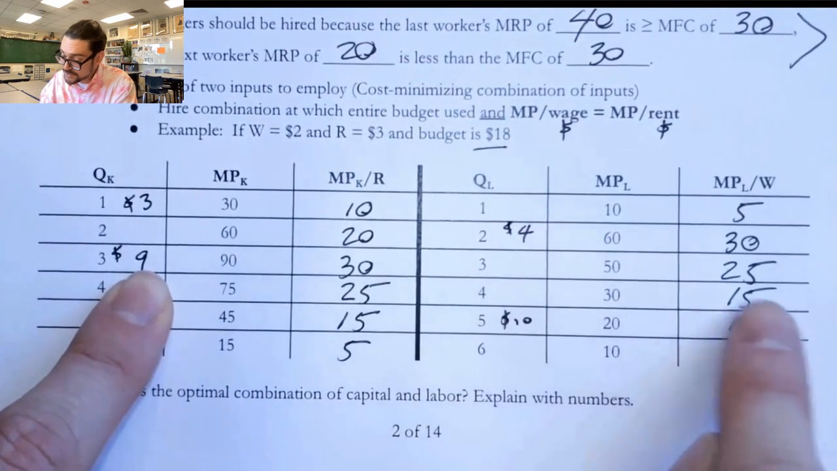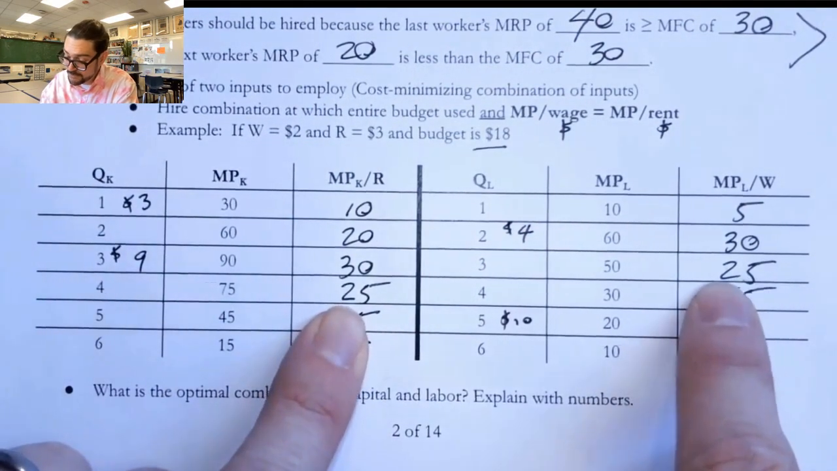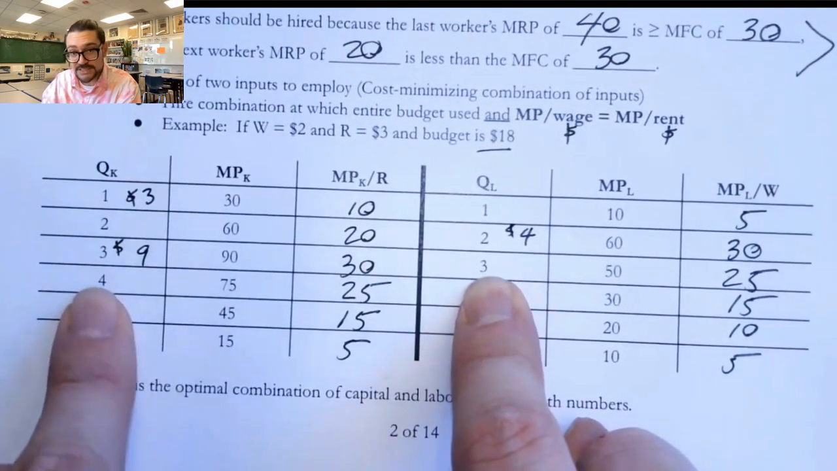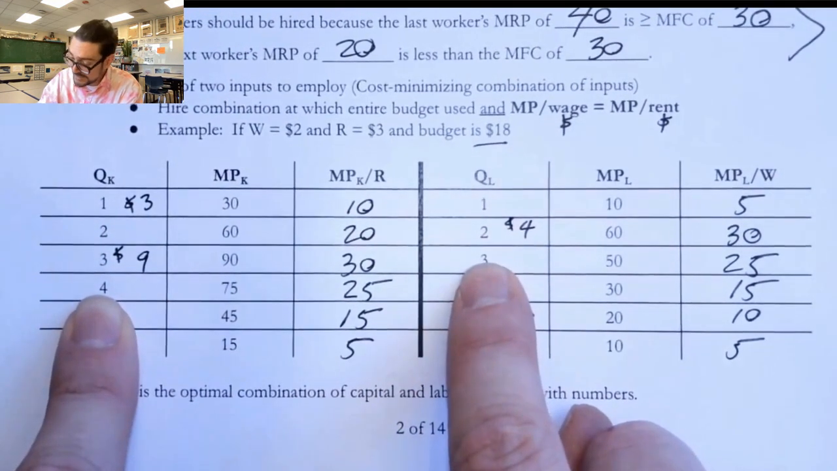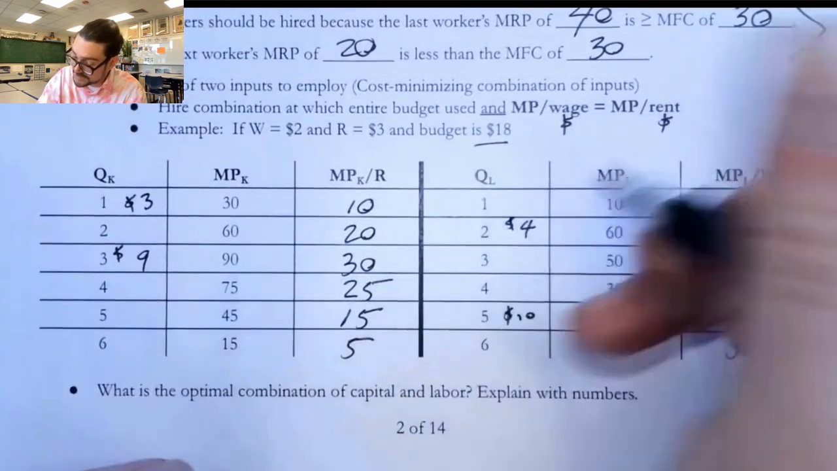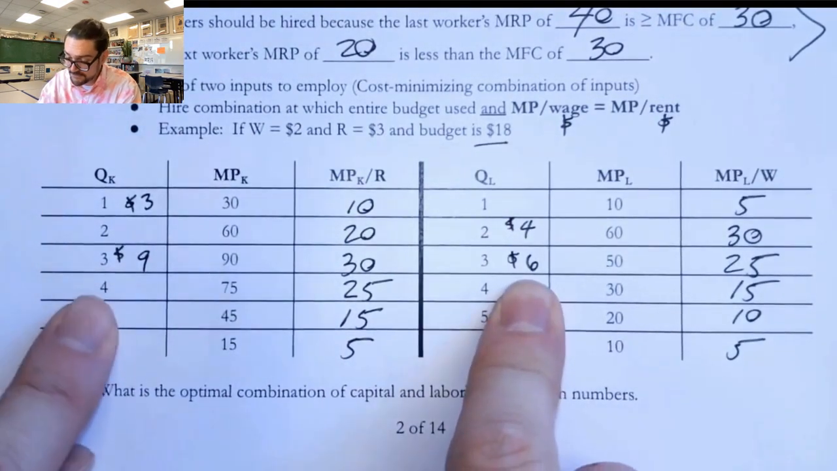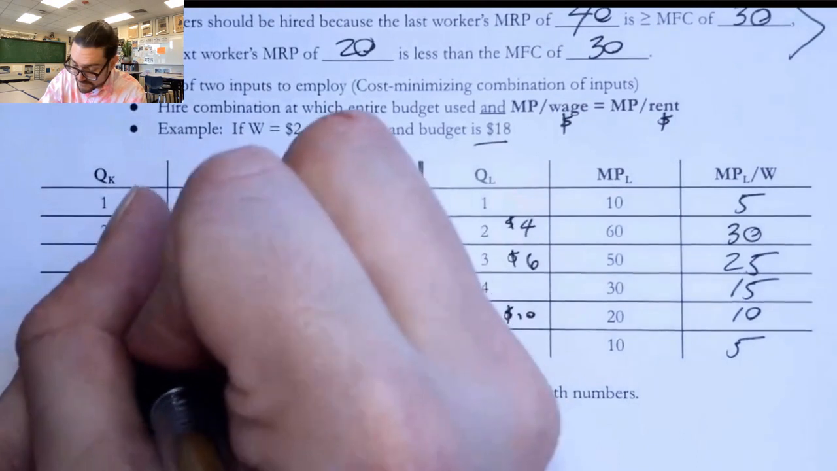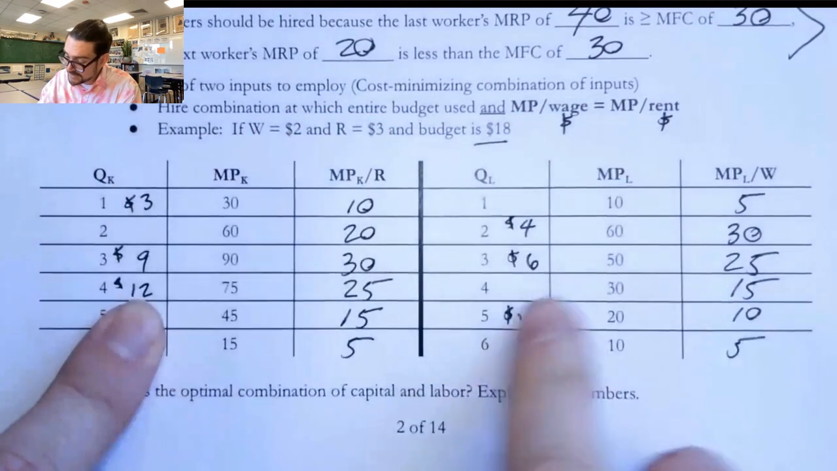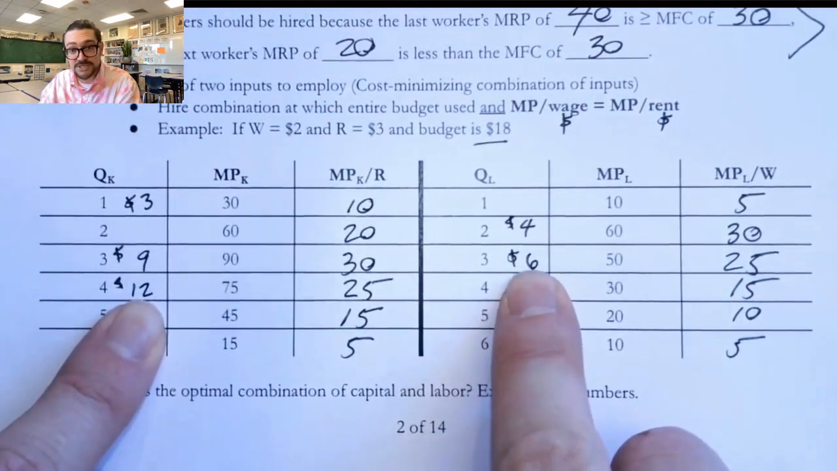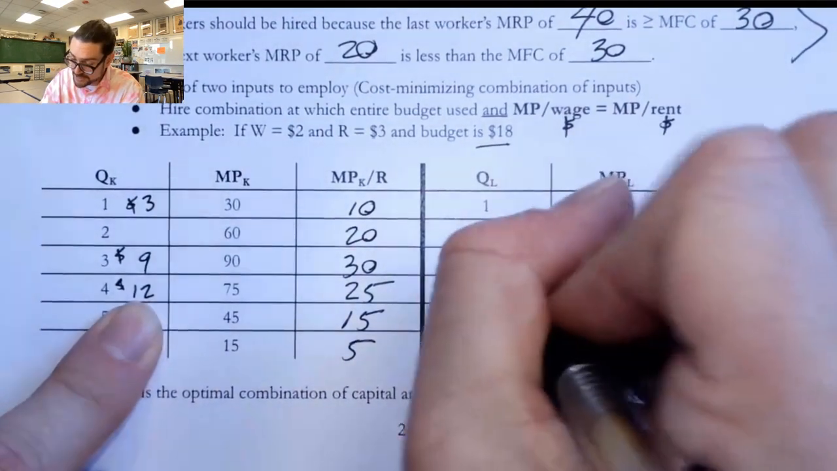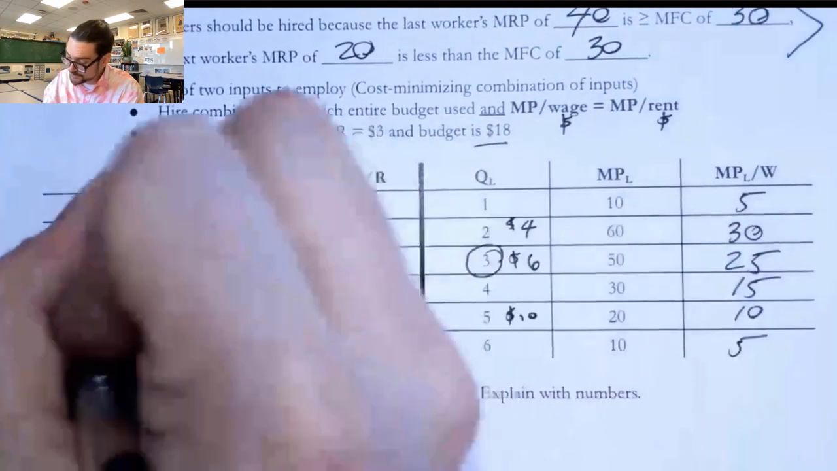Let's try another one, 25 and 25. So 3 workers and 4 machines. 3 workers is $6. 4 machines, 4 times 3 is 12. 12 plus 6, that's 18. That's our budget. So that means our correct combination is 3 workers and 4 machines.